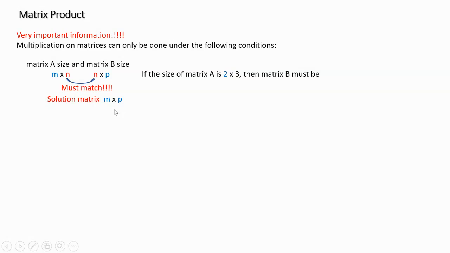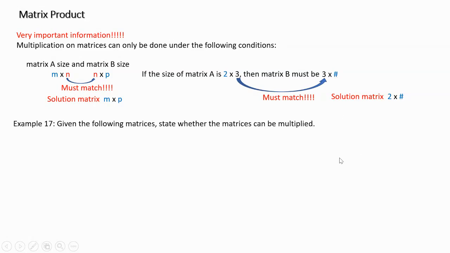For example, if the size of matrix A is a 2 by 3, then matrix B must be a 3 by something. 3 by whatever, it can be a 3 by 1, a 3 by 2, but the 2 in the middle must match. And the answer will be a 2 by whatever the number is here. Now, given the following matrices, state whether the matrices can be multiplied.